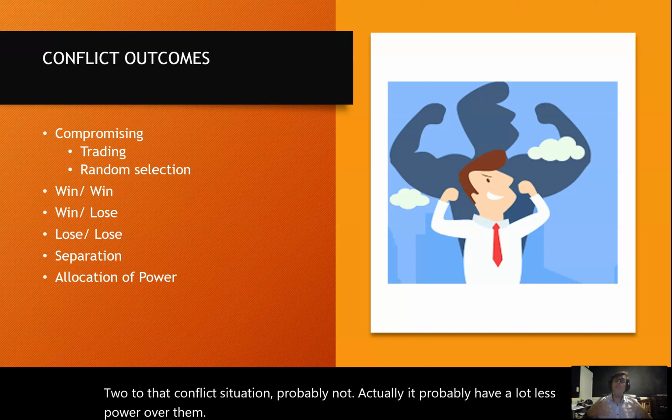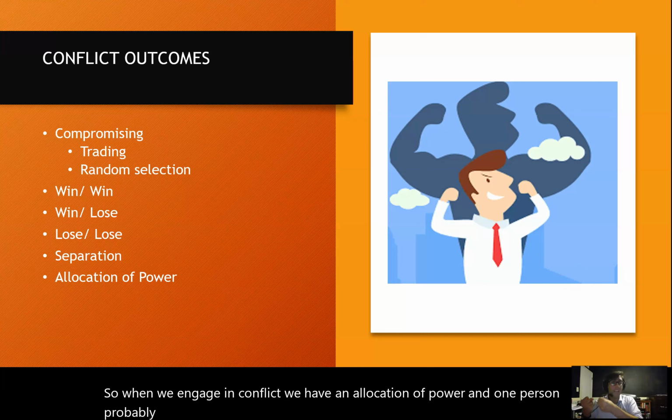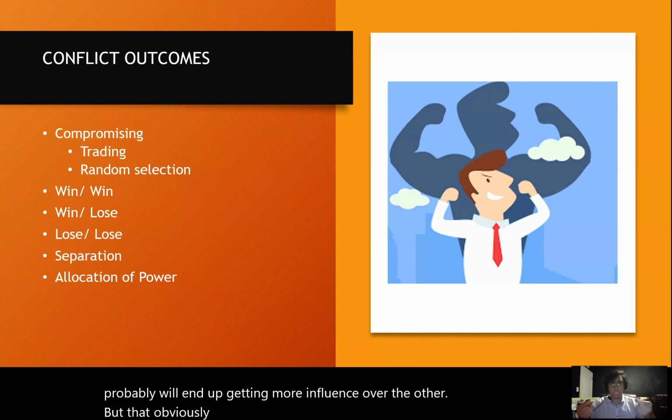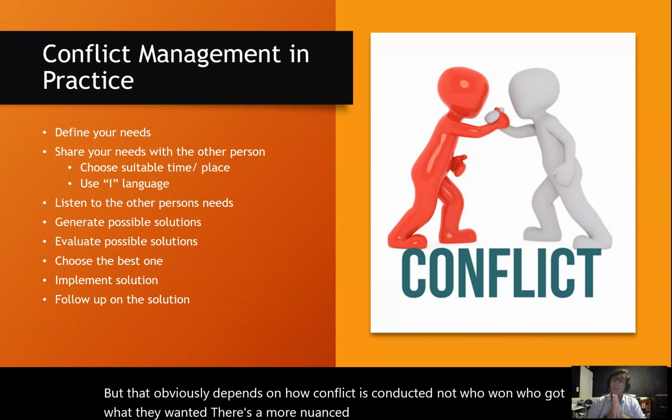Actually, you'd probably have a lot less power over them. So, when we engage in conflict, we have an allocation of power, and one person probably will end up getting more influence over the other. But that obviously depends on how conflict is conducted, not who won, who got what they wanted. There's a more nuanced perspective on that. So, how do we manage it in practice?